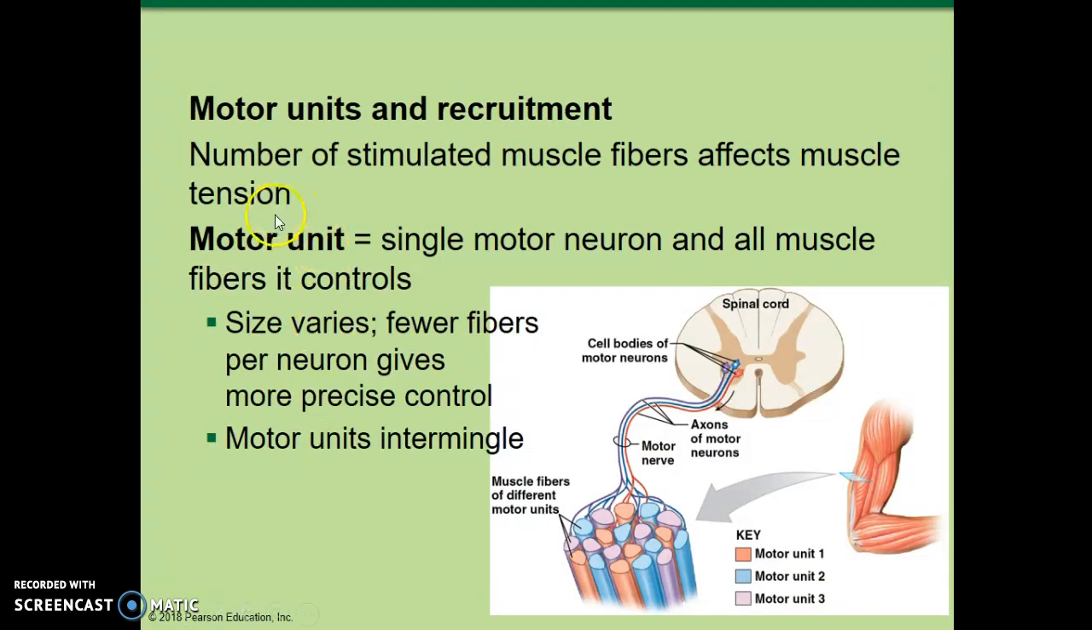A motor unit is the number of, here's a motor unit. So here is a single motor neuron, let's say the purple one, and you can see that it is stimulating a variety of muscle fibers. So the motor unit is the single motor neuron and all the muscle fibers that it controls. So it may control many fibers or it may control a few. The fewer fibers that are controlled by that neuron allows more precise control.